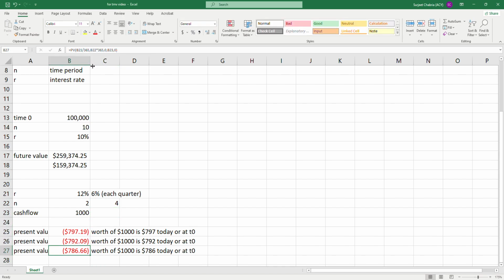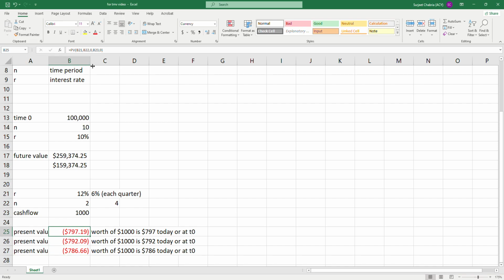So basically, because you're receiving interest daily, right? So this 12% needs to be divided by 365 days, so that you can calculate the interest rate for each day. And then the time also needs to be multiplied by 365, because there are 365 days in a year, assuming 365 days, and that's how you will get the time value of money for $1,000 if the interest compounding is daily. So you see, that's how you calculate present value and future value in Excel.